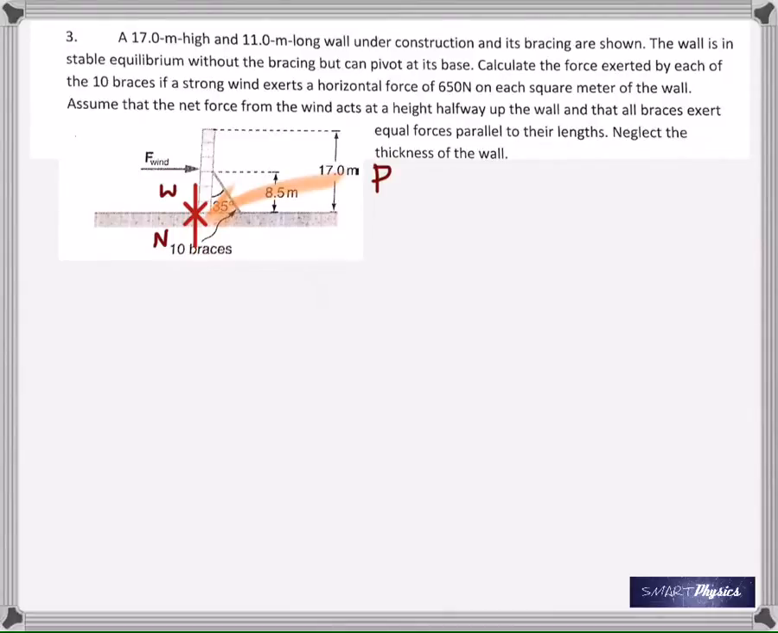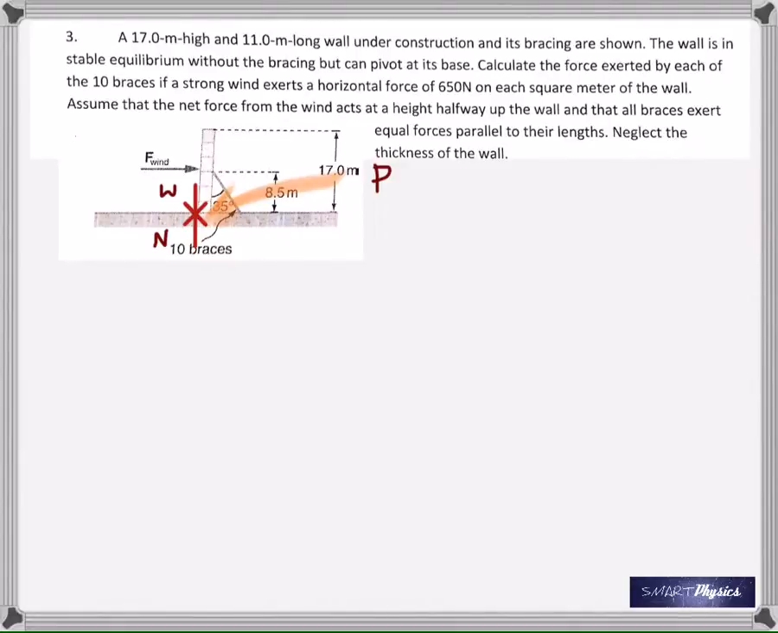If a strong wind exerts a horizontal force of 650 newtons on each square meter of the wall, assume that the net force from the wind acts at a height halfway up the wall. So it's shown in the diagram. Halfway up the wall is where you're assuming the force due to the wind to be acting. Also assume that all braces exert equal forces parallel to their lengths. Neglect the thickness of the wall. Take a close look at the diagram.